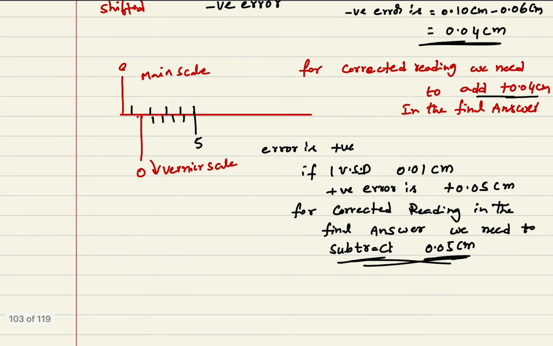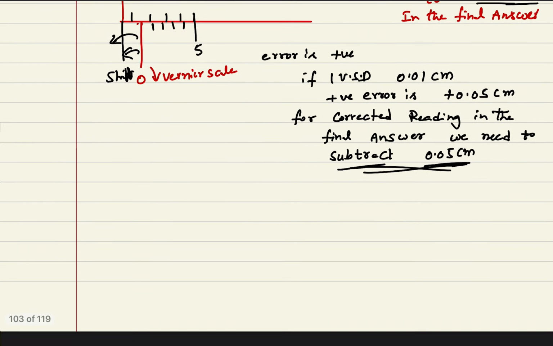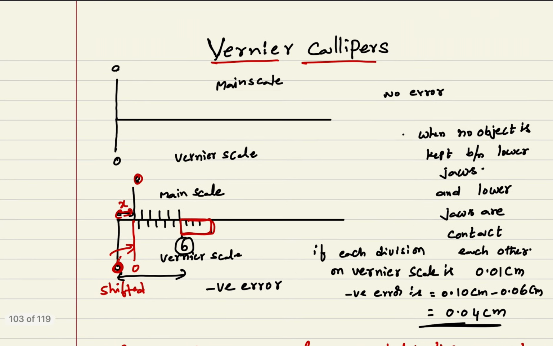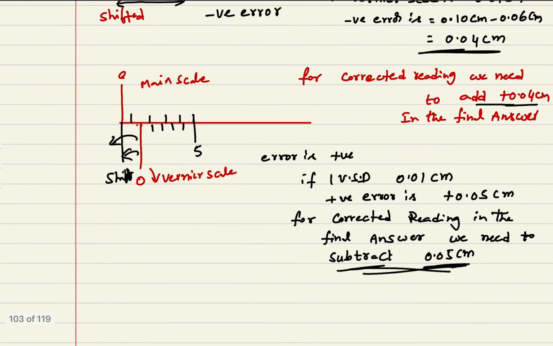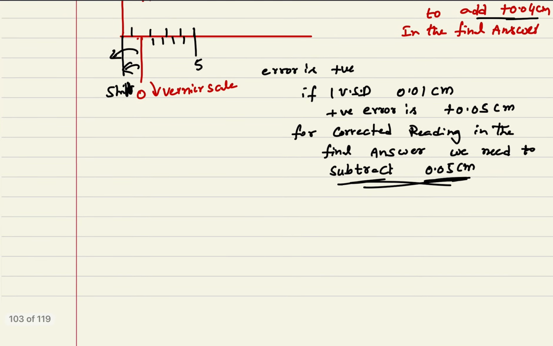This is a positive zero error and a negative zero error. So to get the corrected reading, this value is there now. We have to shift to the left side. Okay, we have to shift like this in the final result. That's why we are actually subtracting this. I hope it is clear for you what is the meaning of positive zero error and negative zero error. Okay, again I am telling what is the meaning of zero error.